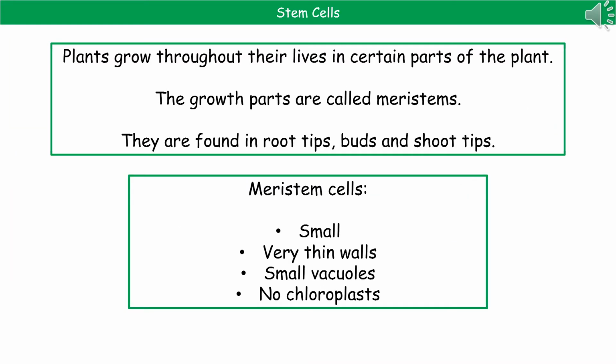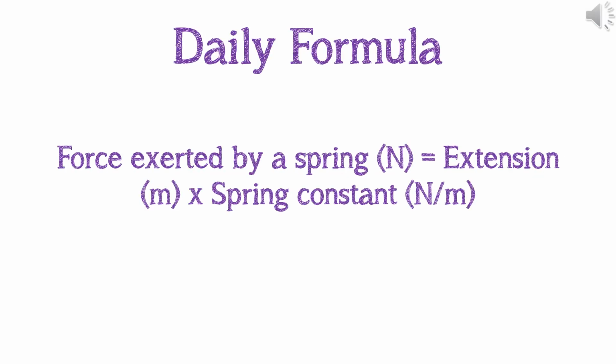When we're thinking about plants, their stem cells are referred to as meristems. Now, the plants will grow throughout their whole lives in certain areas, the root tips, the shoot tips, and the buds. Key thing about our meristem cells, they're small, they've got very thin walls, small vacuoles, and no chloroplasts.